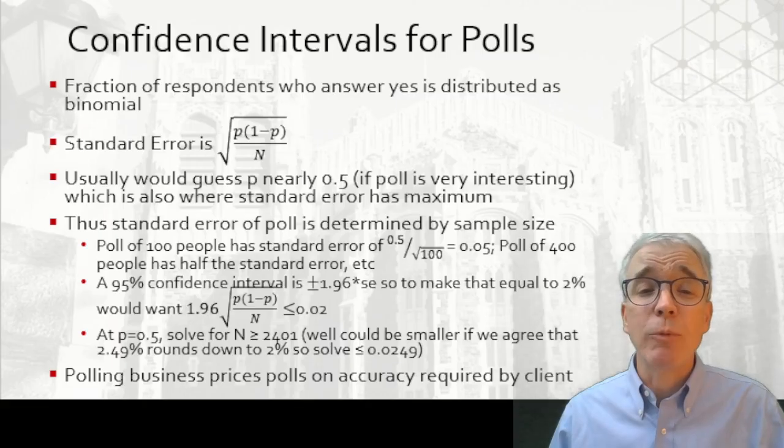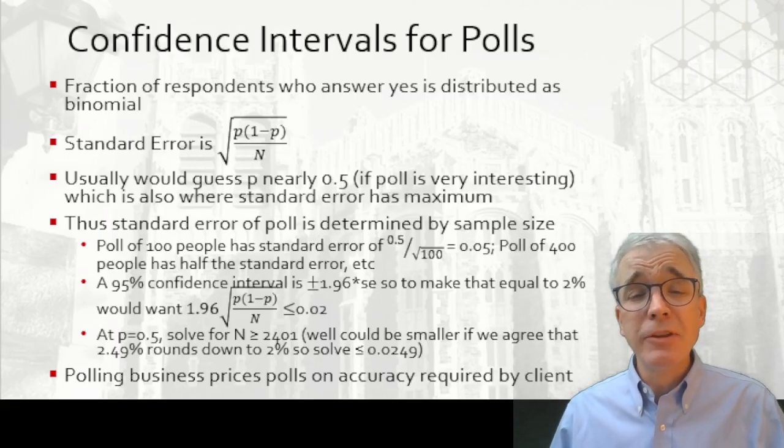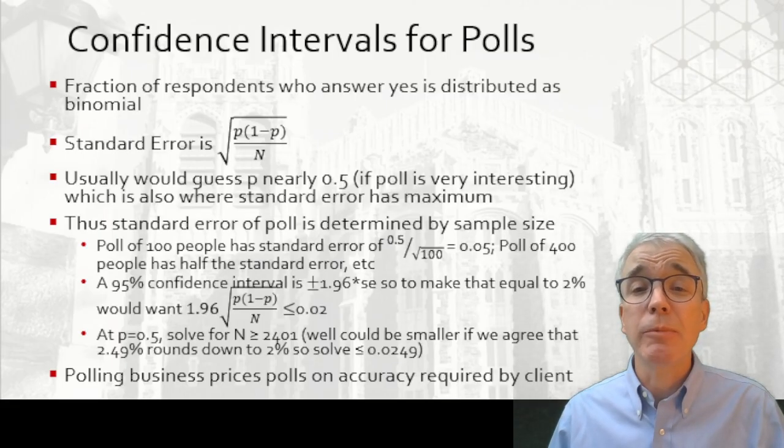If the client would be happy with plus or minus 3%, then we could sample fewer people. If they want plus or minus 1%, then we've got to sample more people. Typically, the costs are going to scale up with the number of people who are polled. And that's the business model right there.